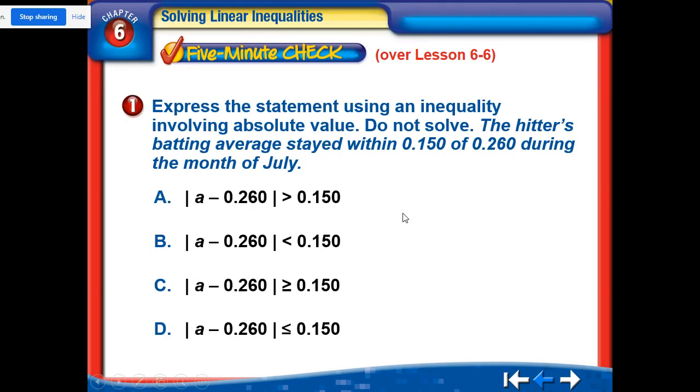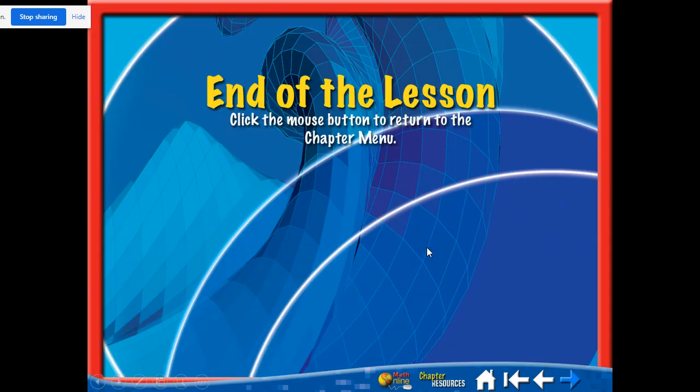So what about this one? The hitter's batting average stayed within 0.150 of this number. Now, this is the original number, so that's got to go inside our A. It's A minus that. And then we want it less than or equal to the 1.15. So we have D here. So that's how we do these real world problems. Whatever the value is goes here, and then how much it differs or stays within goes here. And that's what I have for you today.